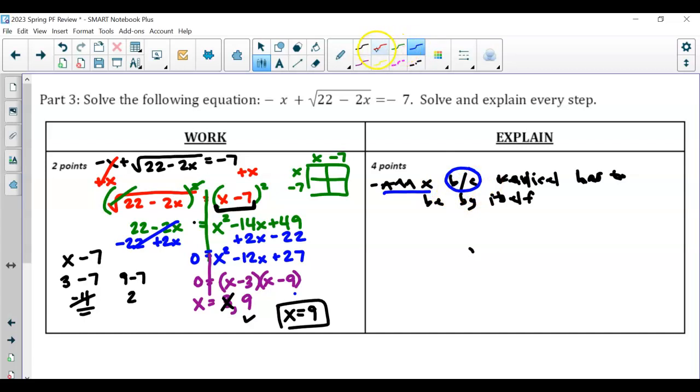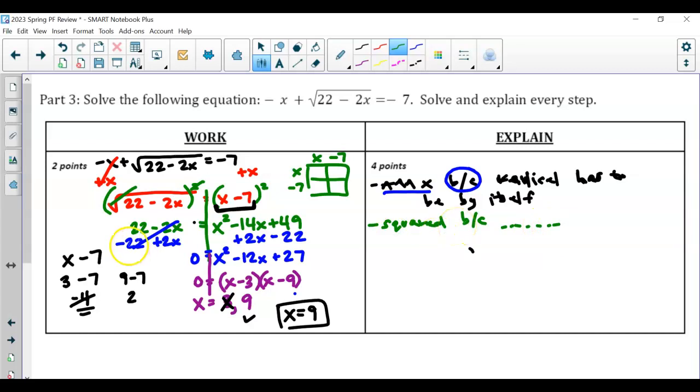So then, what would you say for the next line, the line in green? Well, what did we do then? We squared both sides, or we raised both sides to the second power. Why did we square both sides? We squared both sides because we needed to now do the inverse of the radical. You see? So you need to make sure that when you are writing your explanations, you're putting the why.